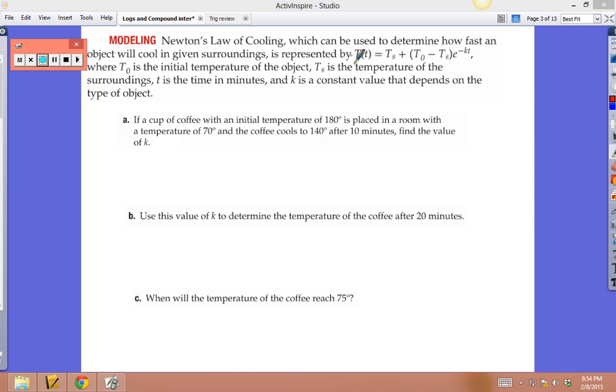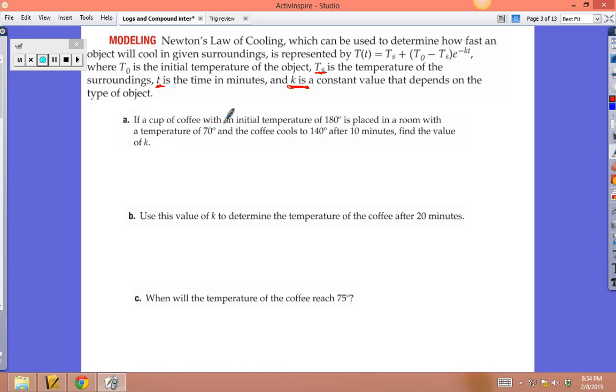So if we do temperature as a function of time, the T sub S is the temperature of the surroundings, and the T of 0 is going to be the temperature at time 0, so that's the initial temperature of the object. And then t is going to be measured in minutes, and k is going to be kind of the cooling rate. And things cool down differently, so k varies from object to object. So let's look at A.